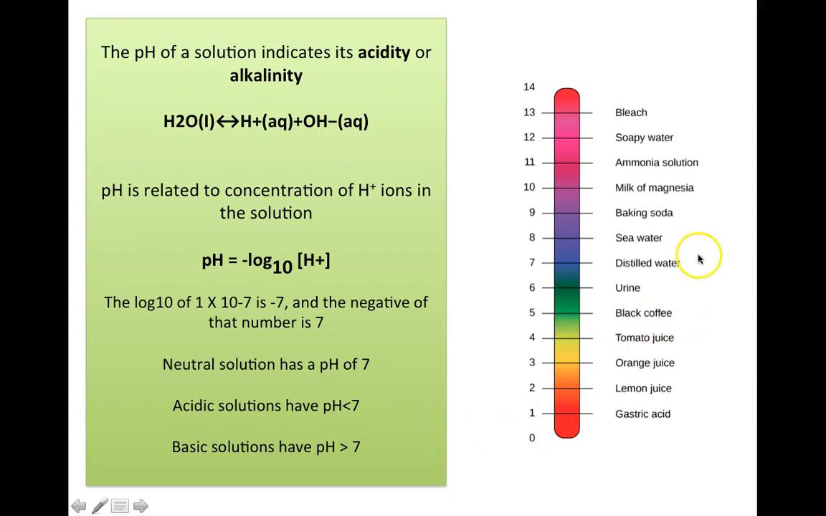On the other half of the scale, if we have substances that have a pH greater than 7, looking at seawater, baking soda, soapy water, and bleach, we call those alkaline or basic solutions. If we wind up with an equal number of hydrogen ions and hydroxide ions, then we say that the pH is neutral at 7.